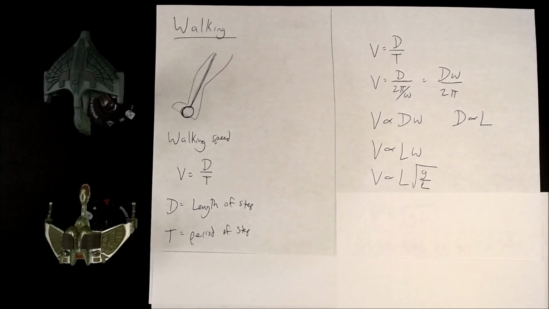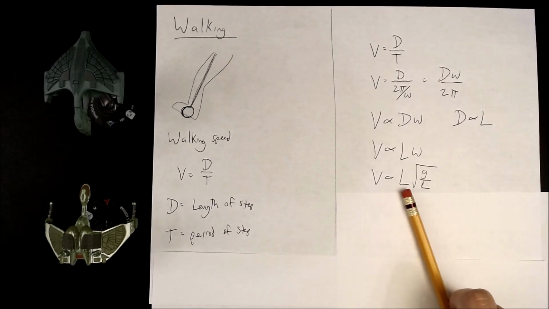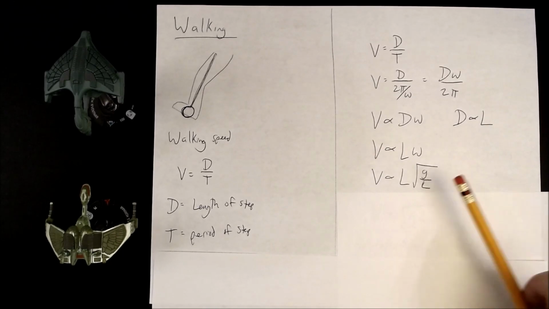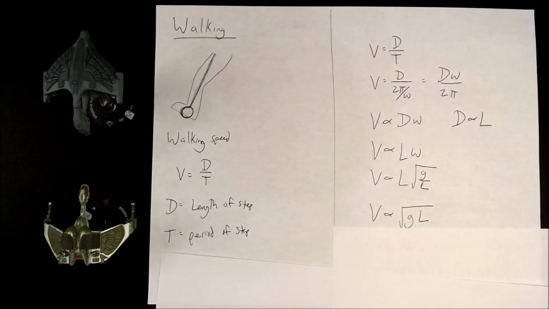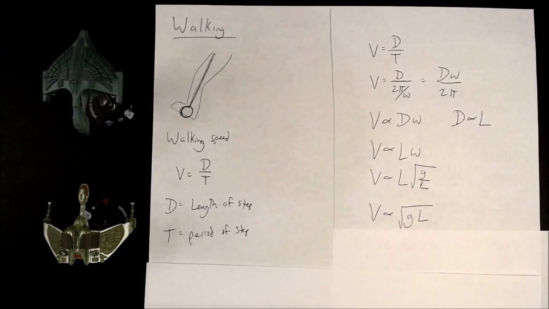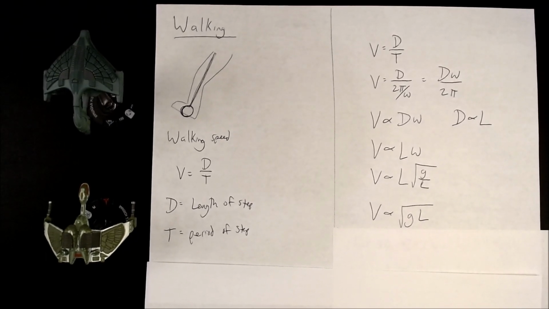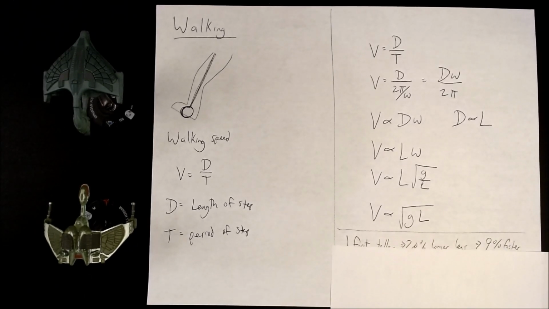Now I've got the velocity of your walk is proportional to the length of your leg times the square root of the gravitational acceleration divided by the length of your leg. And a little bit of algebra, you get that the velocity of your walk is proportional to the square root of the local gravity times the length of your leg. What can we do with this?